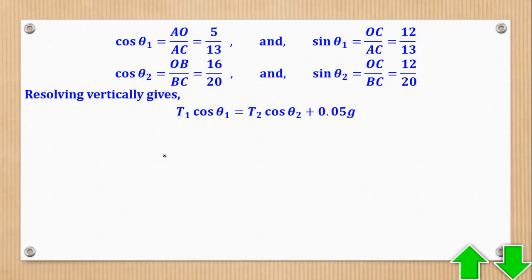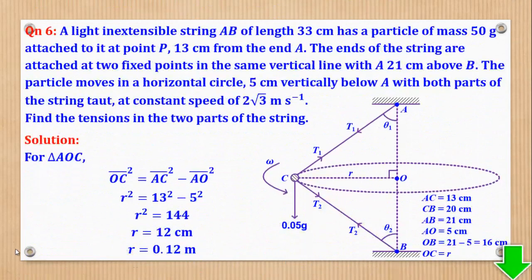Now the resolving is on the particle. Let's go back to the diagram. In resolving, we are interested in the forces acting on the particle, which are these ones. So vertically, this angle is theta 1. So vertically, this one will be T1 cos theta 1, and downwards it will be this plus T2 cos theta 2.